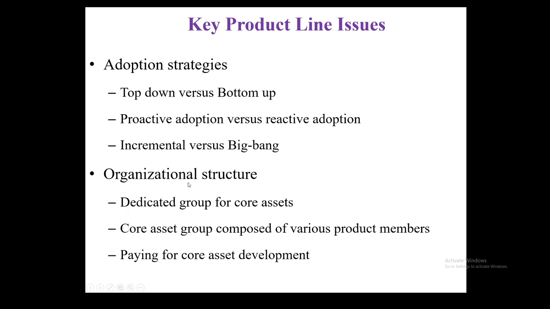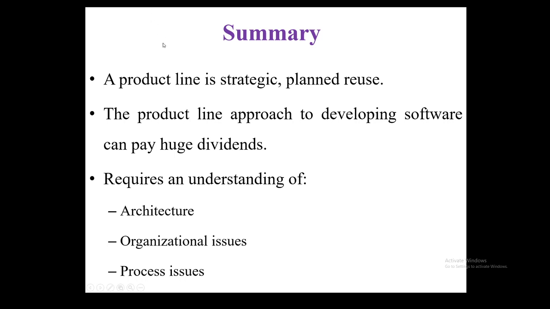Next one is the organization structure. So dedicated groups for core assets could be there, and the core asset group composed of various product members paying for core asset development. So today what we learned: product line strategic plan, reuse, this we learned in the previous class itself. Today we learned about the approach for developing software and how it is going to have different kinds of work, and what it needs to understand: organization issues, process issues and the architecture. Okay, so with this the chapter is over. The next topic we will study in the next class. Thank you.